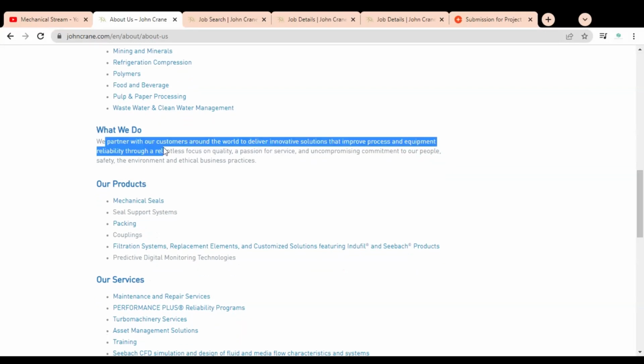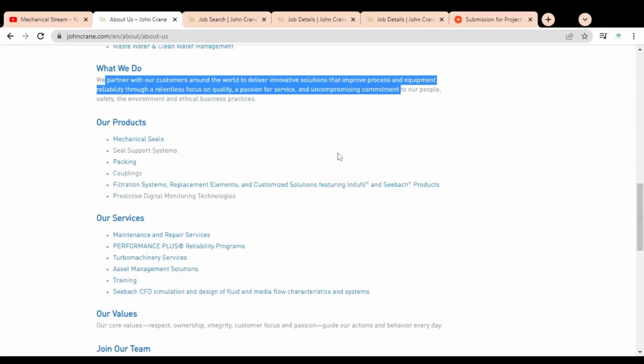They partner with their customers around the world to deliver innovative solutions that improve process and equipment reliability through a relentless focus on quality, a passion for service, and an uncompromising commitment to their people's safety. So friends, here you can see what types of products they are involved in.